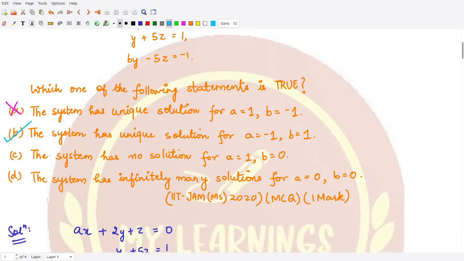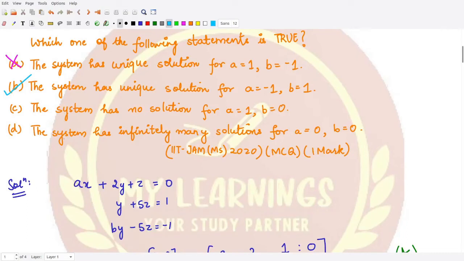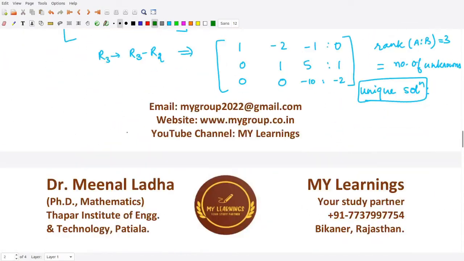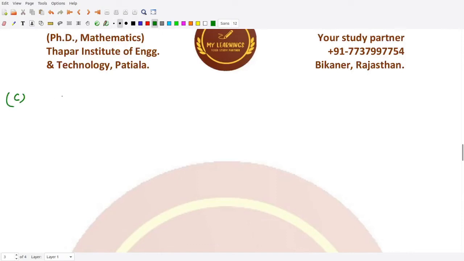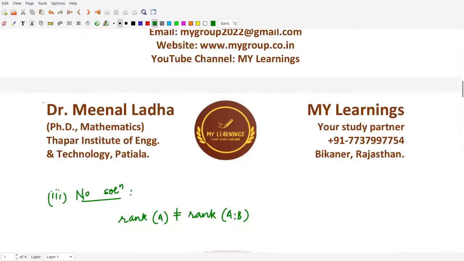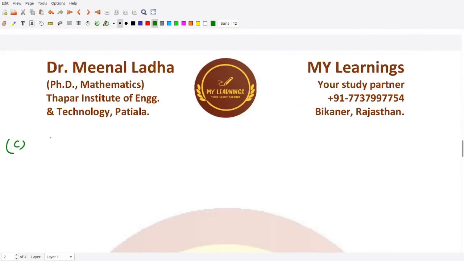So for the sake of completeness, let me also tell you why option C and option D, they are incorrect. So here for option C we have the value of A as equal to 1 and B as equal to 0. So let's solve this one. So we have the matrix 1, 2, 1, 0, right? The next would be 0, 1, 5 and 1, and the next one would be 0, 0, -5 and -1. So here in this case they are asking for no solution, right?